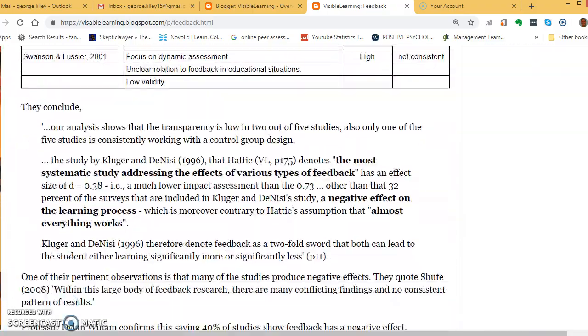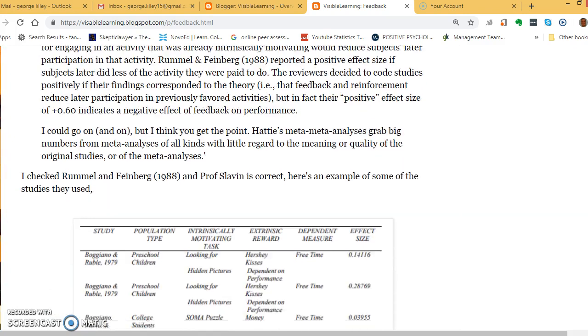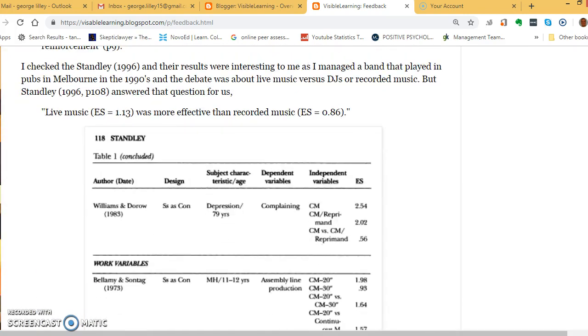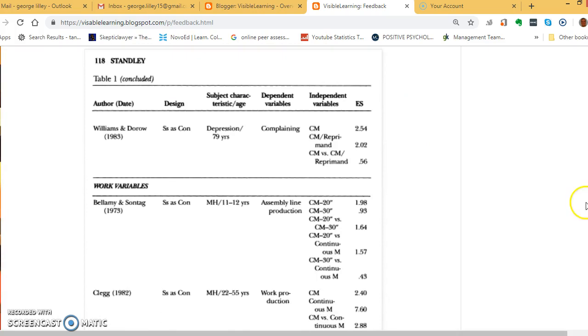When you look into the study, you'll find a lot more detail, as the review here suggests. They show that the study is actually about using music to change behaviour, not to improve achievement. So that's another problem. Hattie often includes studies that don't measure achievement. In the introduction to his book, he said it's all about achievement, but there are many examples when it's not.